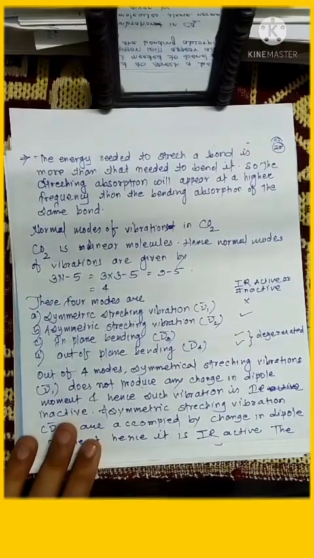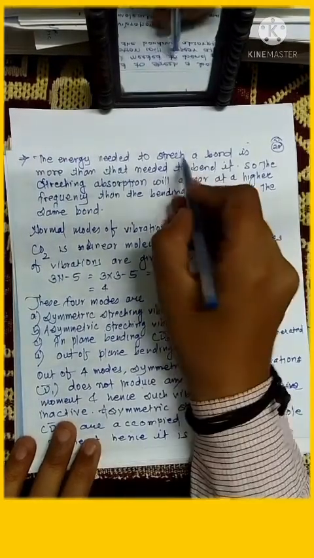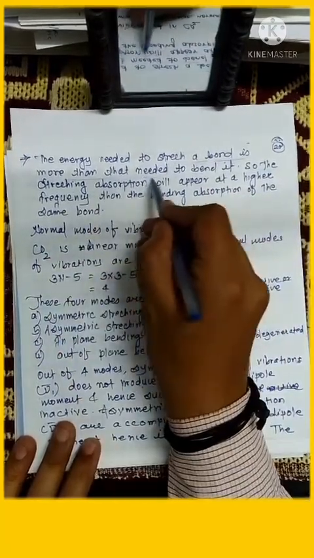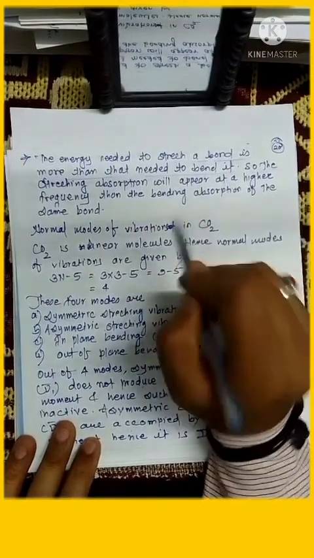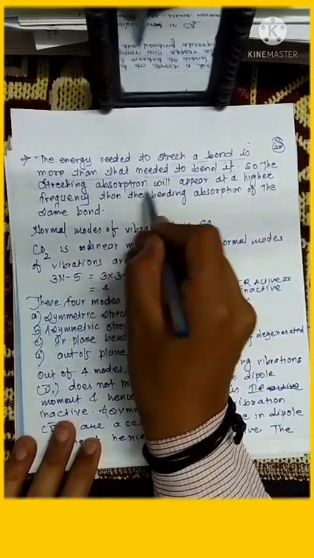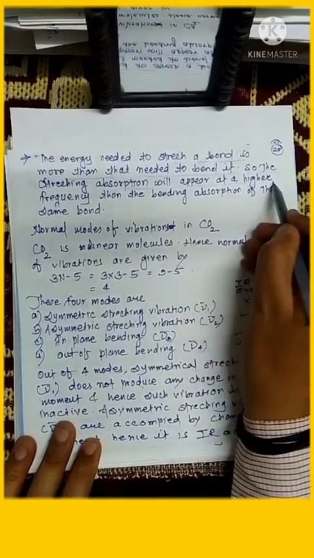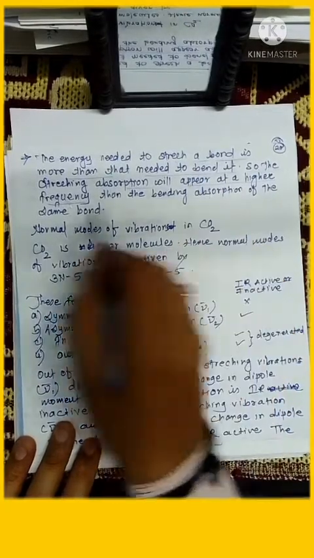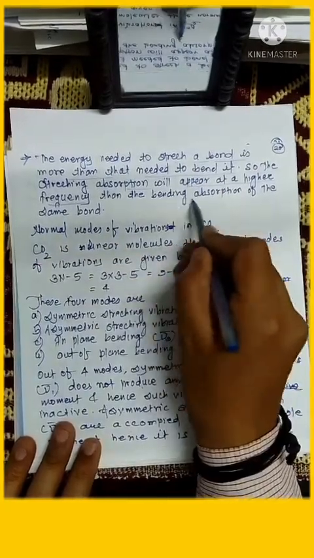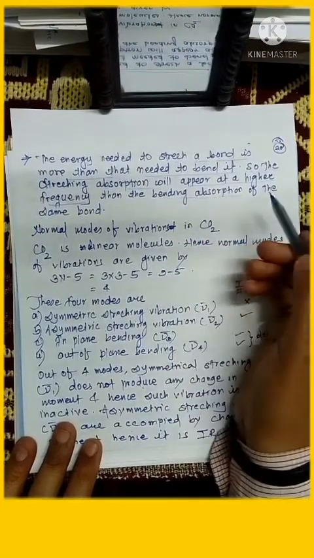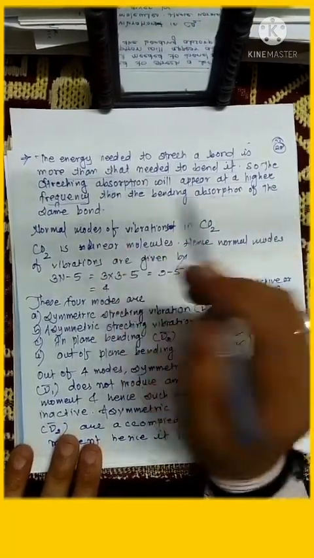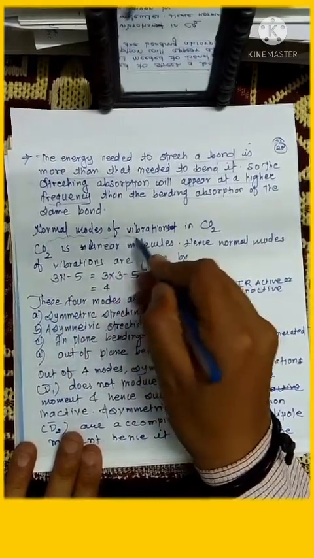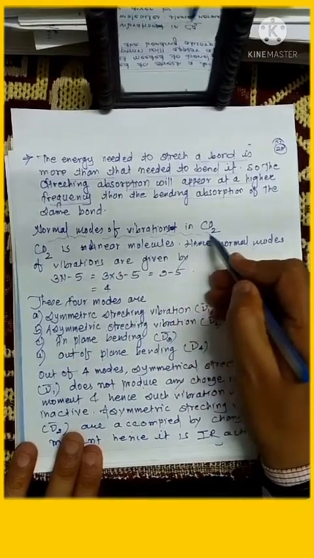Now it is important, the energy needed to stretch a bond is more than that needed to bend it. So the stretching absorption always appears at higher frequency. It is important: stretching vibrations always appear at higher frequency than the bending absorption of the same bond. Now a question of 4 marks is generally asked on normal modes of vibration of CO2 or water.